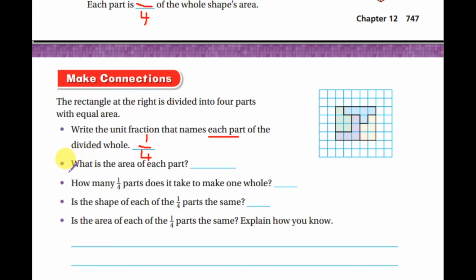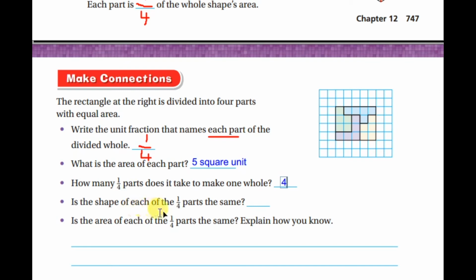Okay, what is the area of each part? I counted each part. It gave me 5 squares. How many fourth parts does it take to make one whole? So one whole means how many parts in all? 4 parts in all. So I need 4 of the 1/4 to make a complete shape.